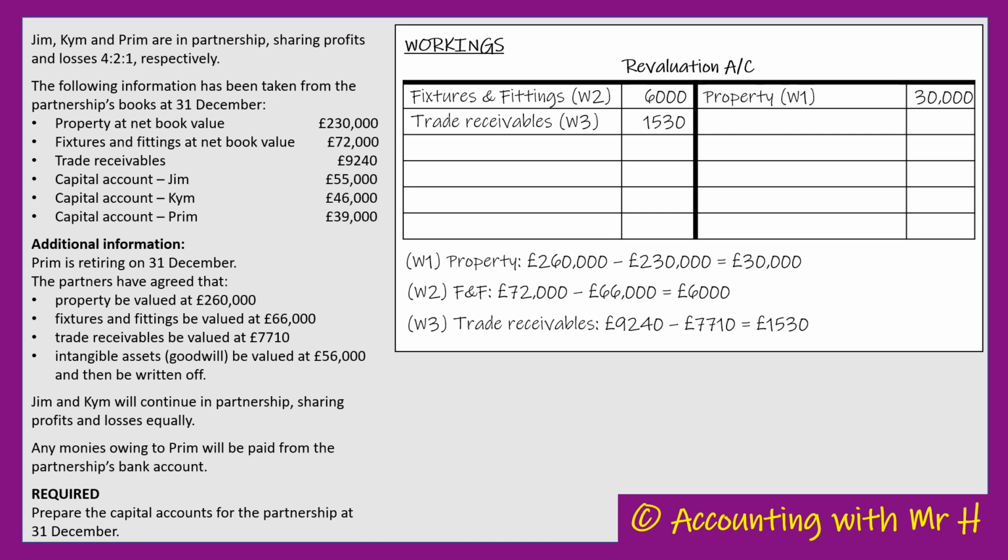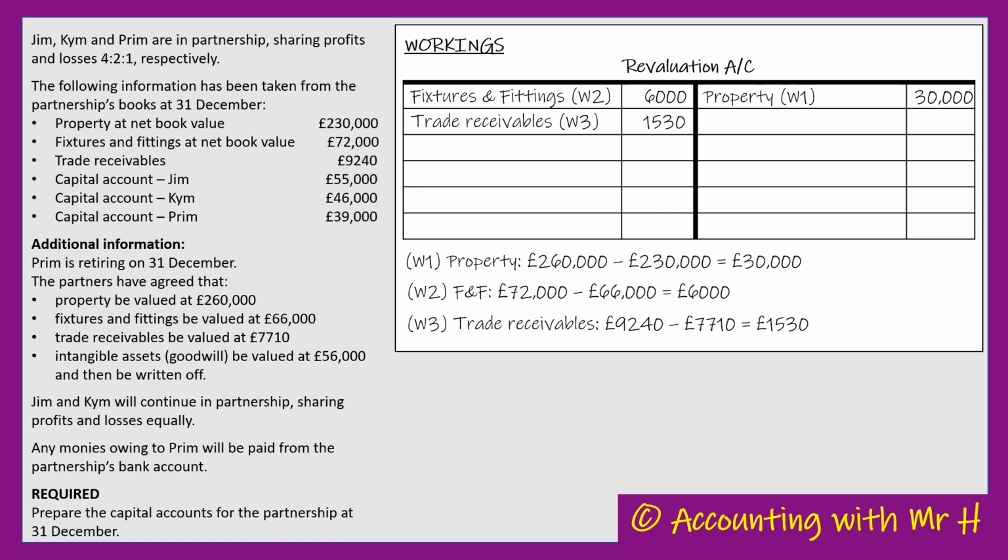Hopefully that's made sense with the double entry. If you just think of it without double entry, we're basically saying if it's a gain, then we're putting it on the credit of revaluation. But if something has fallen in value, if it's almost like a loss to the partners, we're putting it on the debit.